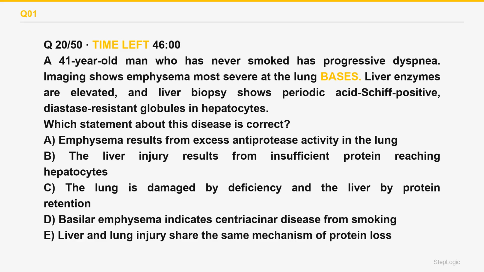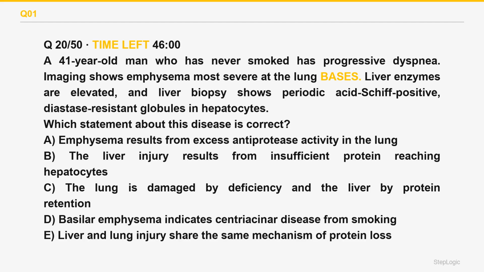Which statement about this disease is correct? A 41-year-old man who has never smoked has progressive dyspnea. Imaging shows emphysema most severe at the lung bases. Liver enzymes are elevated, and liver biopsy shows periodic acid-Schiff positive, diastase-resistant globules in hepatocytes. Read the command: which statement about the disease is correct?